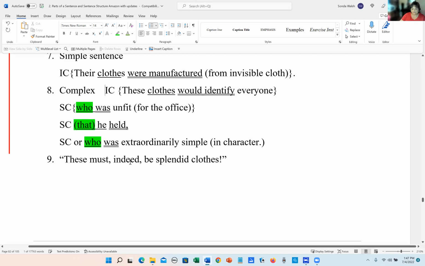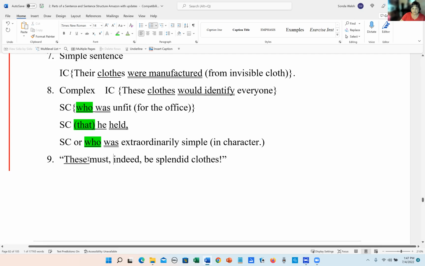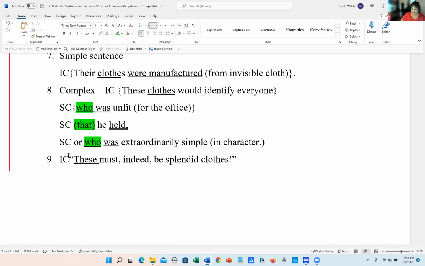Okay. Number 9. "These must indeed be splendid clothes." We don't have any prepositional phrases. The subject is "these." "Must" is our verb. And "be" is a verb. And we have one set of subjects and verbs. So this is an independent clause, which makes this a simple sentence.